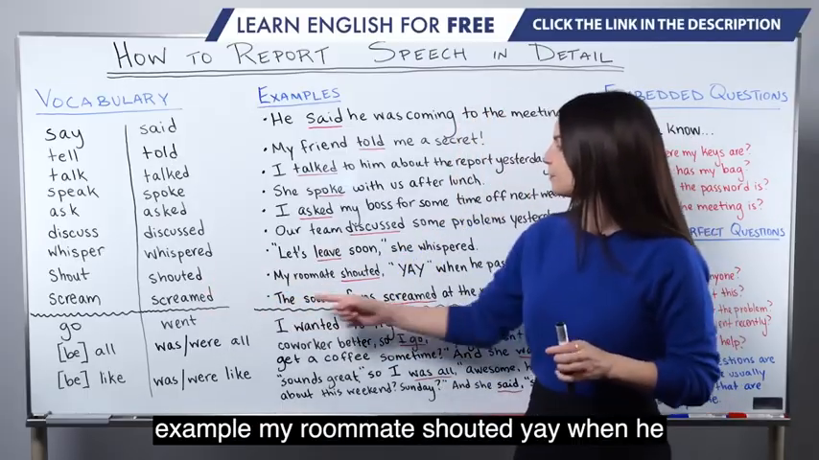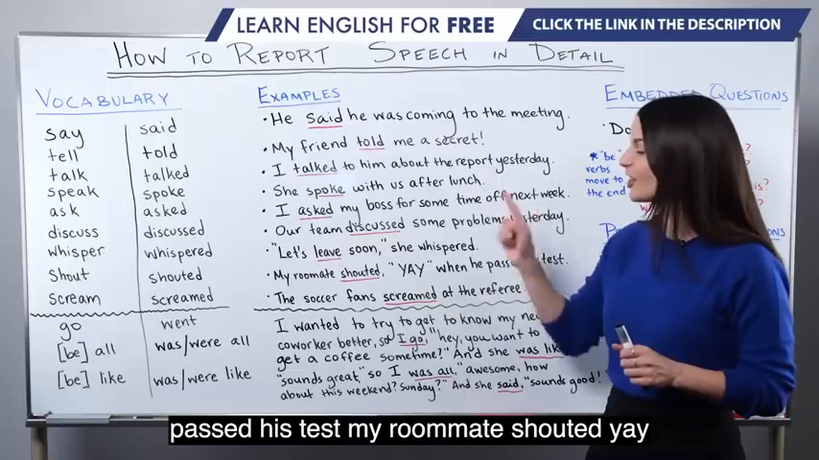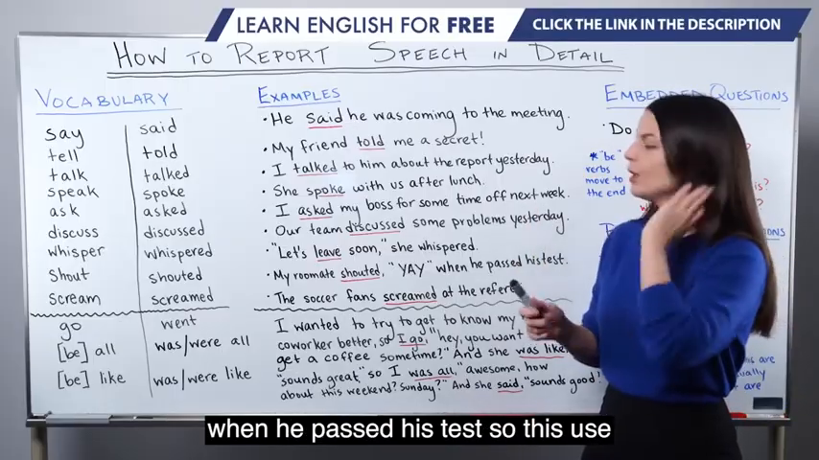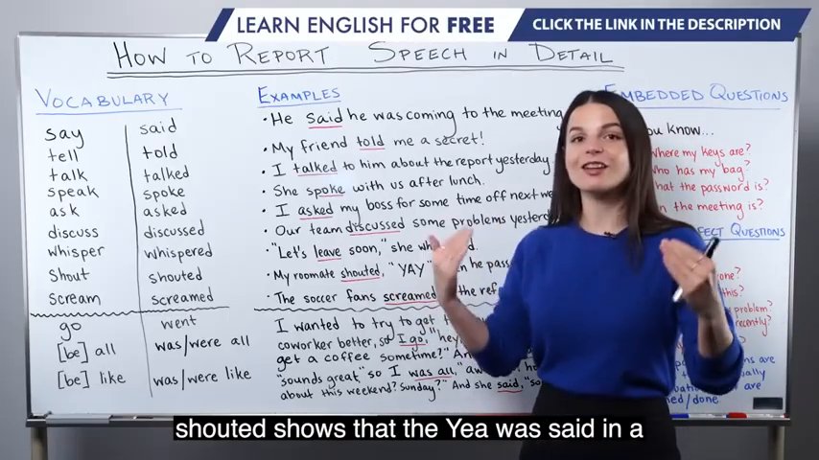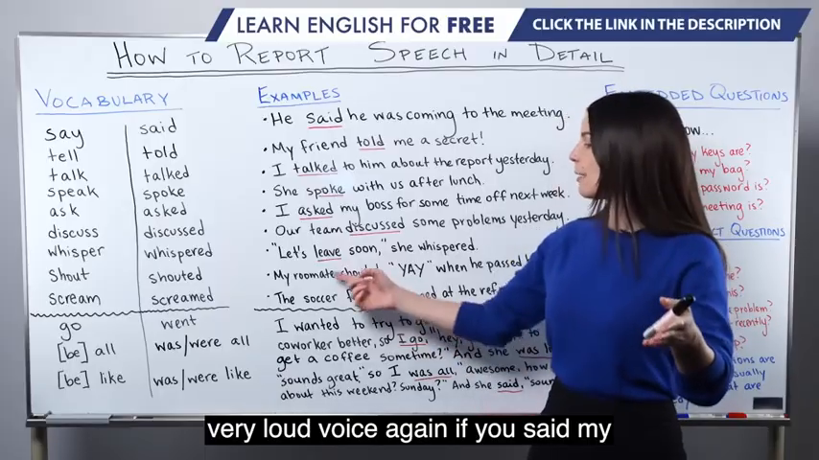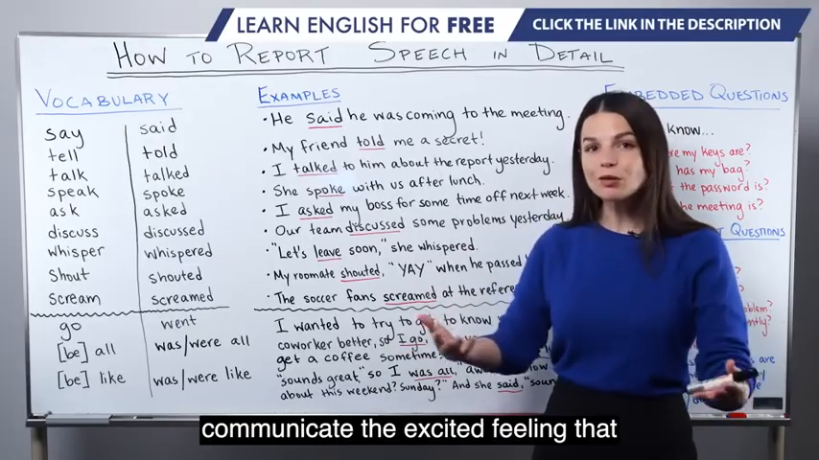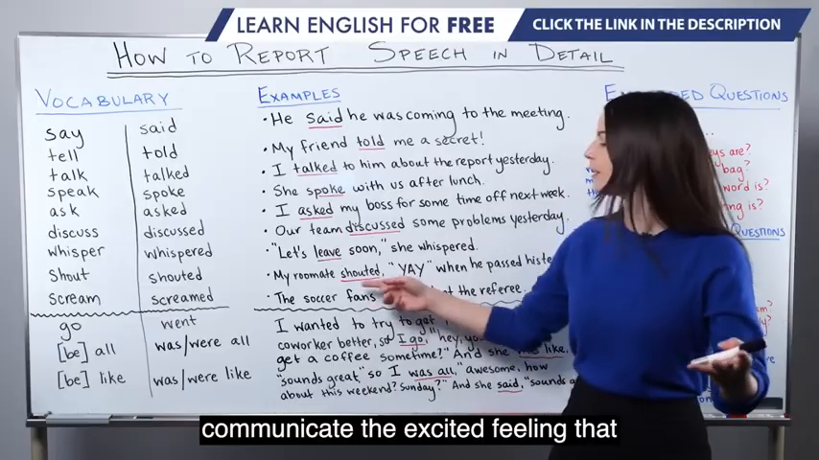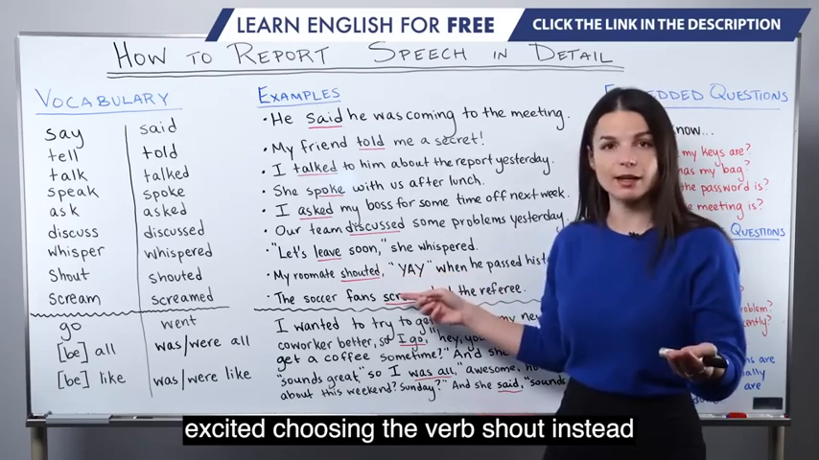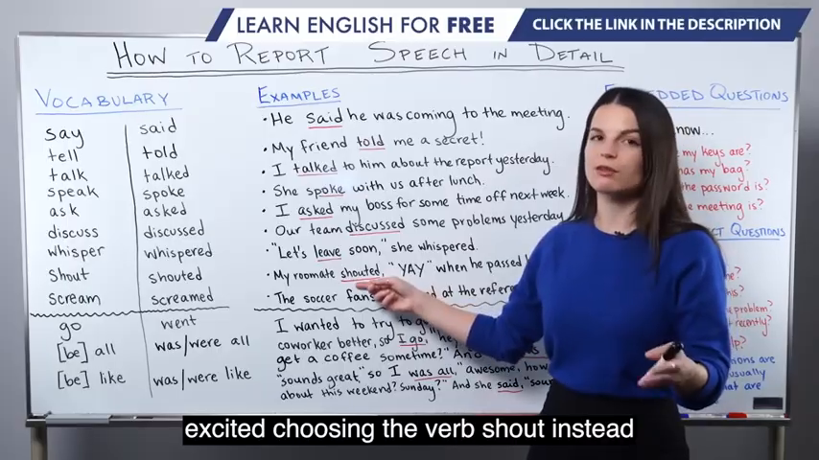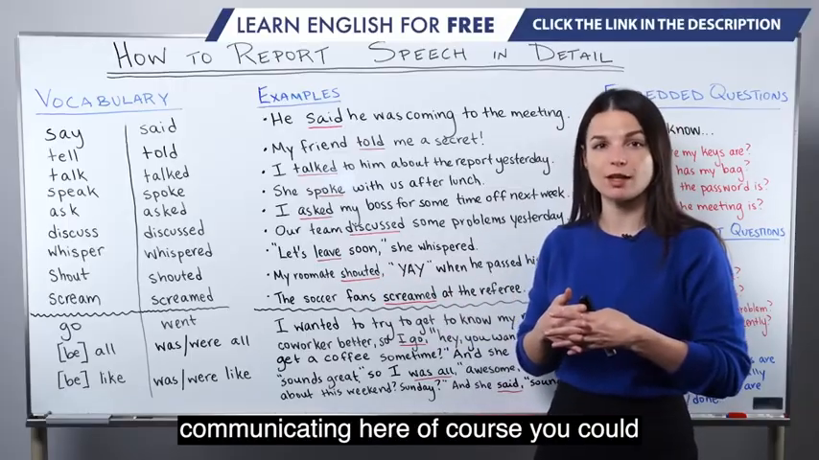So let's look at the example. My roommate shouted, yay, when he passed his test. So this use, shouted, shows that the yay was said in a very loud voice. Again, if you said, my roommate said yay when he passed his test, it's also correct, but it doesn't communicate the excited feeling that this sentence has. So this is a happy moment. So the roommate is probably very excited. Choosing the verb shout instead of said sounds a lot better because it matches the feeling that we're communicating here.